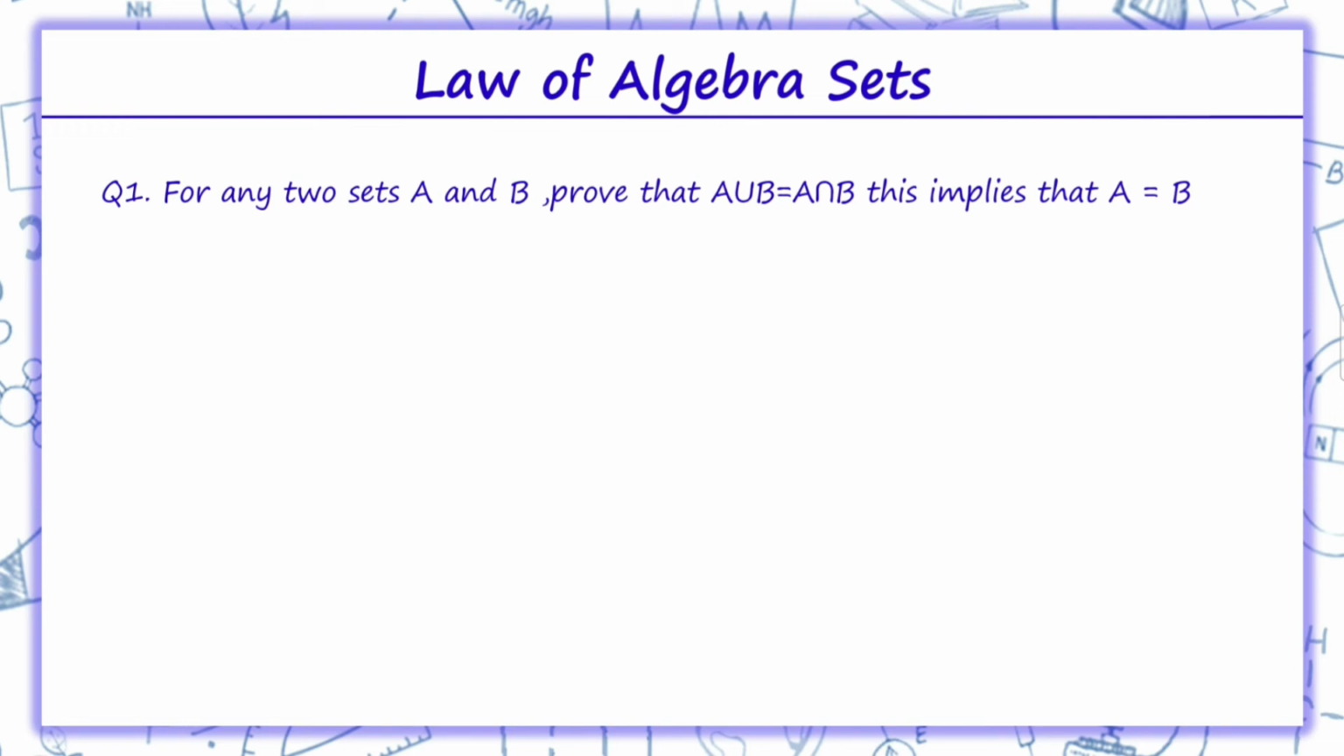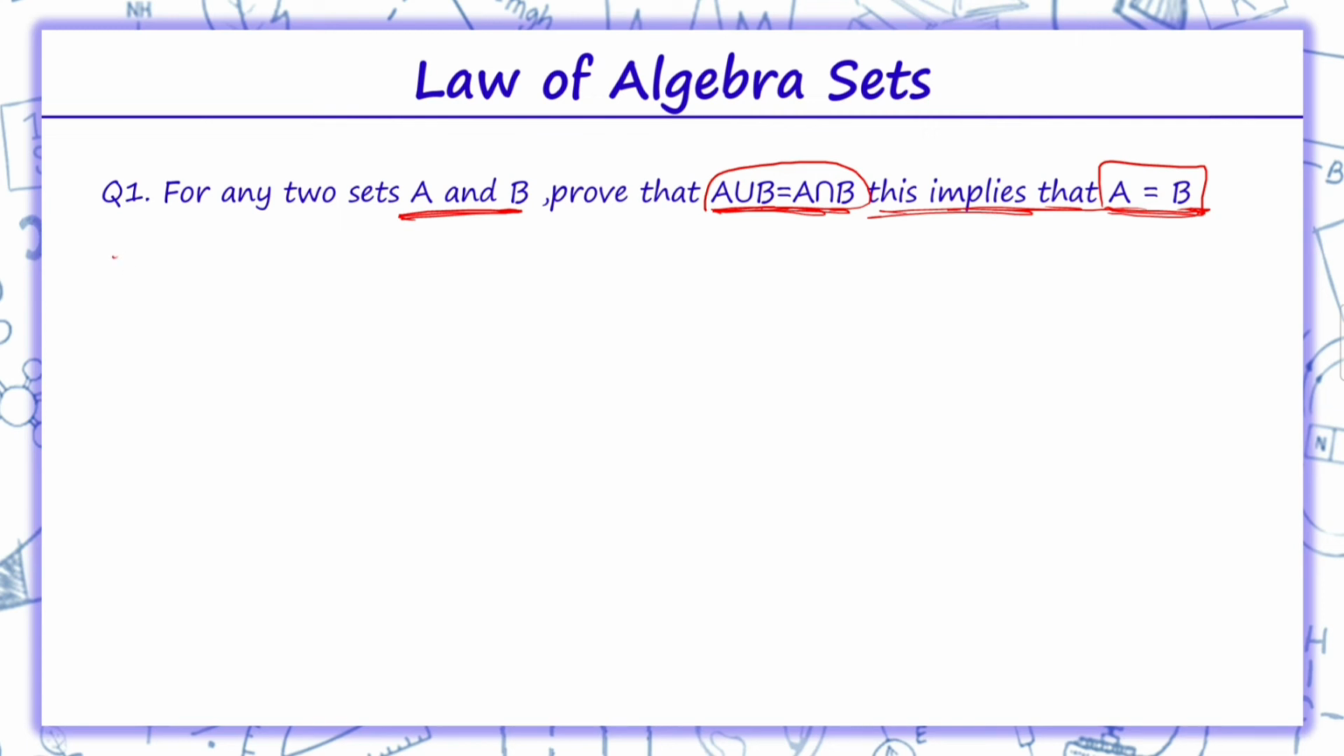So coming on to question number 1. The question is: for any two sets A and B, prove that A union B equals A intersection B implies A is equal to B. Now here we are provided with A union B is equal to A intersection B, and we have to prove A is equal to B.